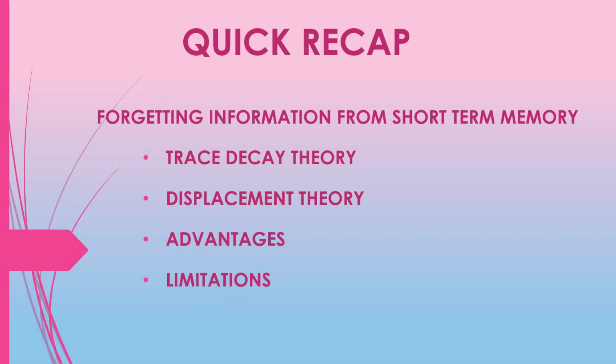What we have learned in this video. Let's have a quick recap. We have learned how forgetting of information occurs in short-term memory, and it is explained through the trace decay theory and the displacement theory. The trace decay theory focuses on time being of the essence during retrieval, and the displacement theory displaces the old information with the newer one. Why? Because our short-term memory has a limited capacity to retain information.